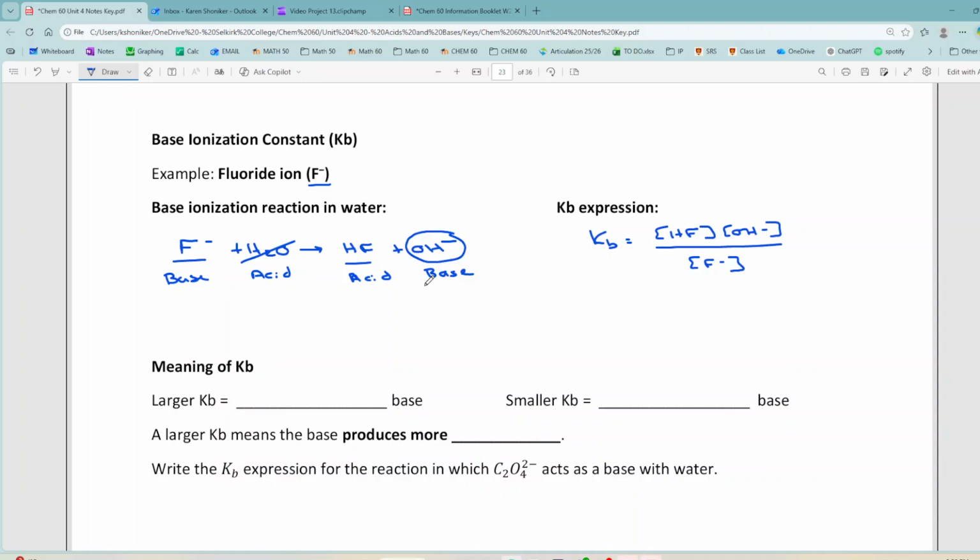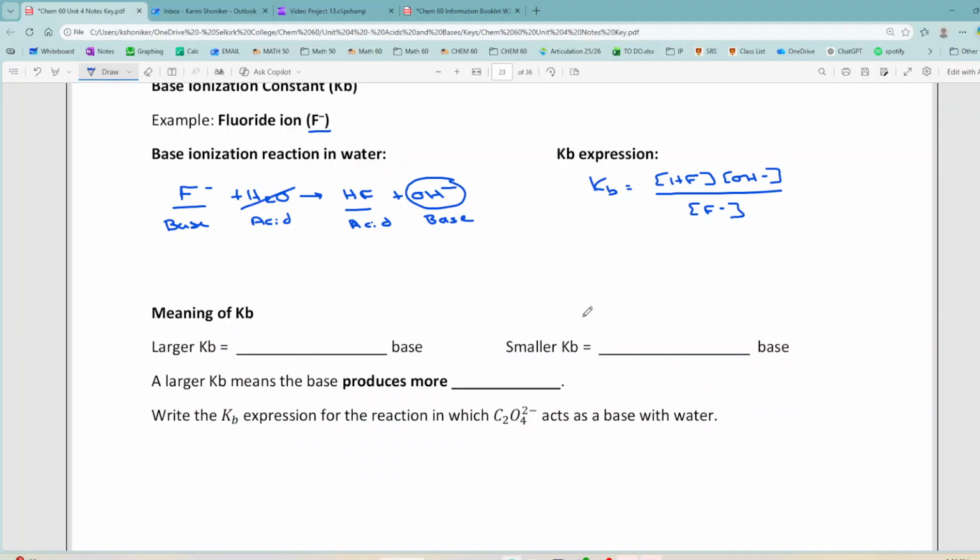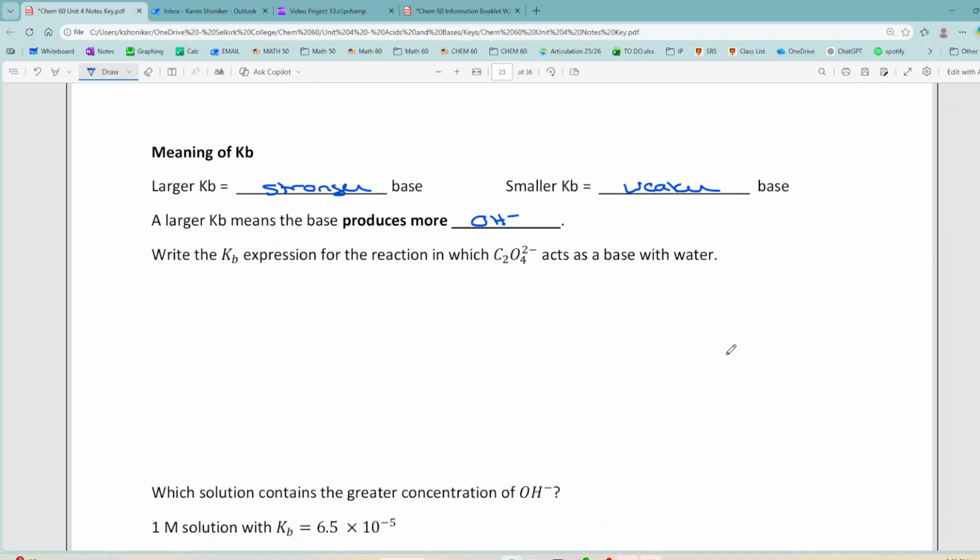But then the key thing is that you're producing hydroxide ions in solution. So what's the meaning of Kb? Well, it's very similar to Ka. The larger the Kb, the stronger the base, the more ability it has to accept hydrogen ions, and the smaller the Kb, the weaker the base. The less ability of it to accept hydrogen ions and form hydroxide ions in solution. So a larger Kb means the base produces more hydroxides, which you will not see if you do not add the water in. So acids, you can go simplified. Bases, you cannot, especially not weak bases. Strong bases, sometimes you can.